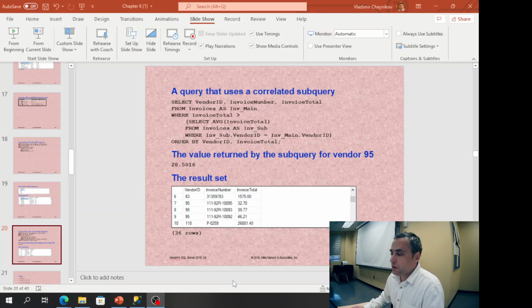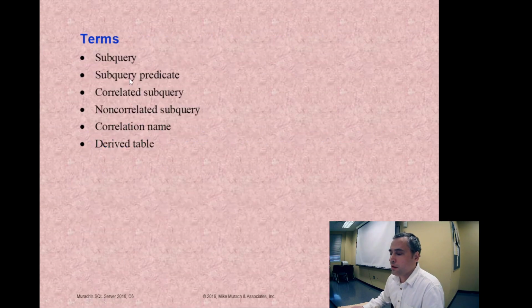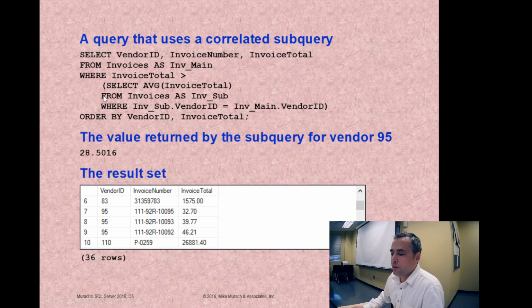Let us talk about the correlated subqueries. This is one of the more sophisticated and rather pretty ideas. And the basic idea of a correlated subquery is somewhat similar to having a loop.